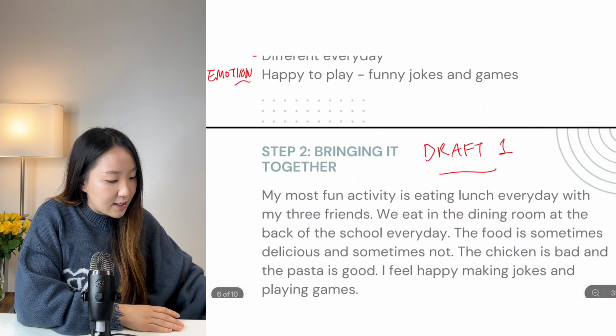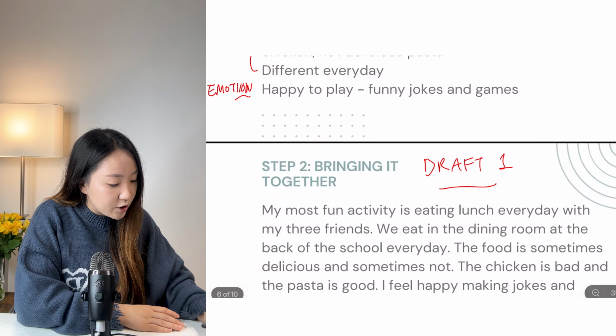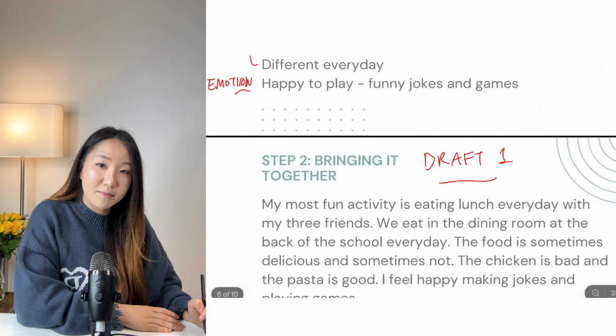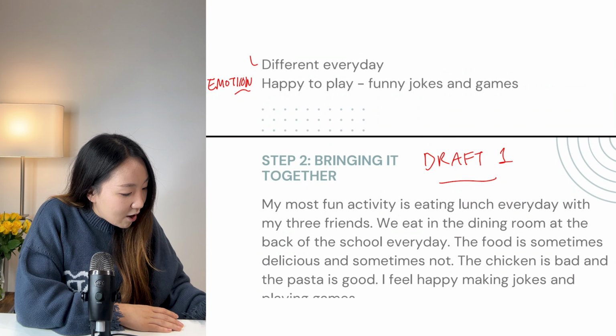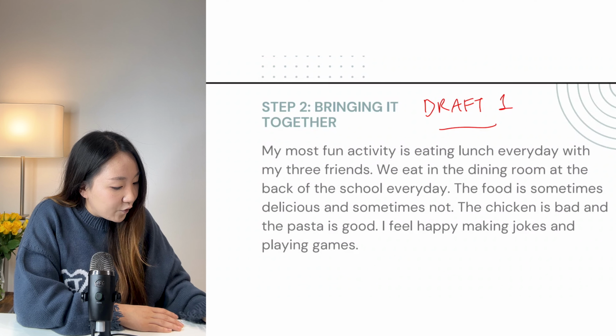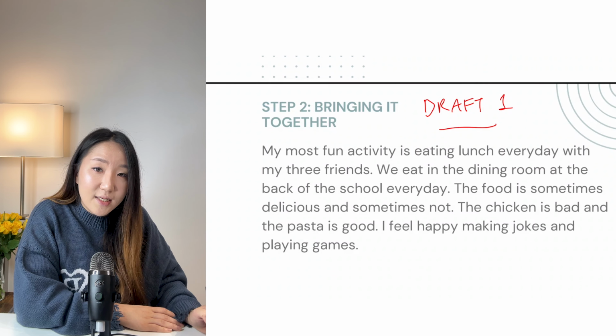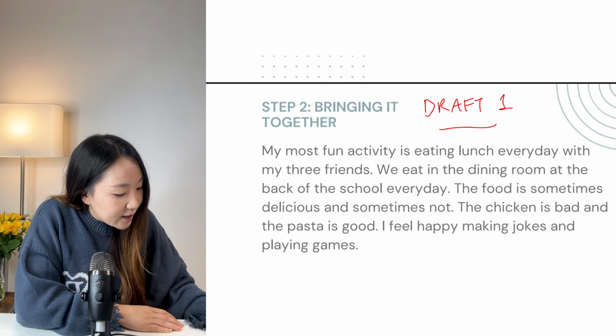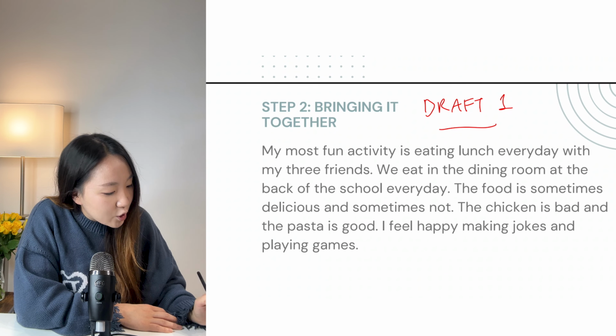My most fun activity is eating lunch every day with my 3 friends. We eat in the dining room at the back of the school every day. The food is sometimes delicious and sometimes not. So sometimes very tasty, sometimes it's not. The chicken is bad and the pasta is good.